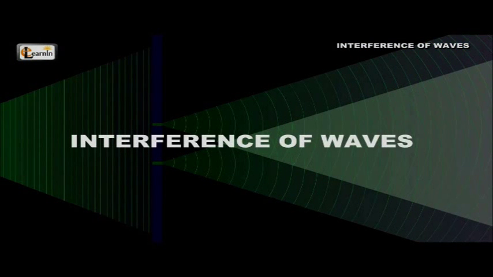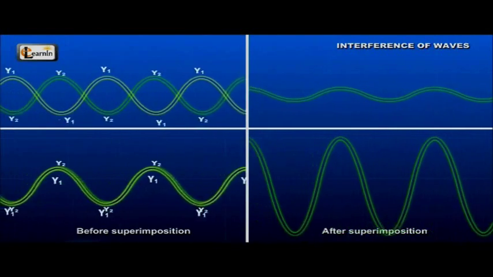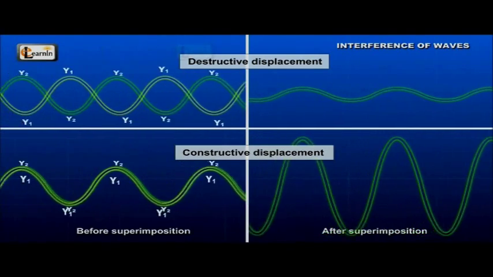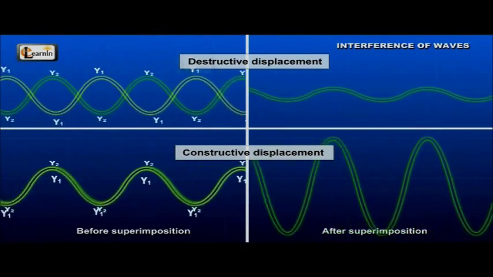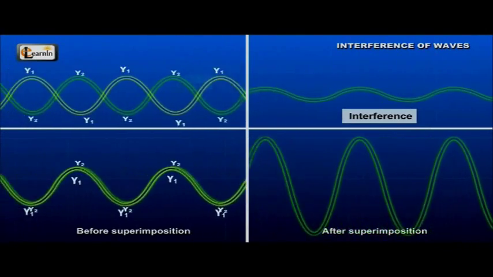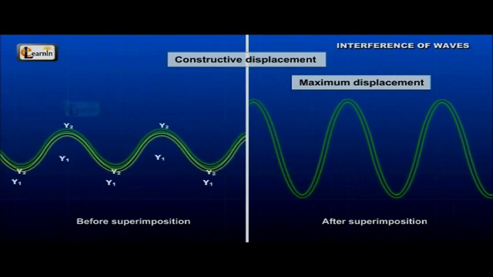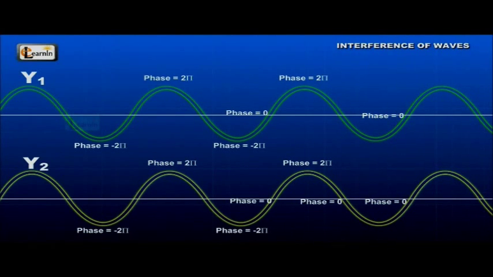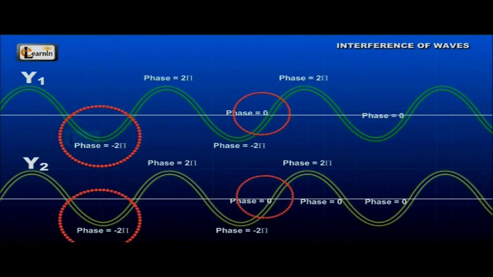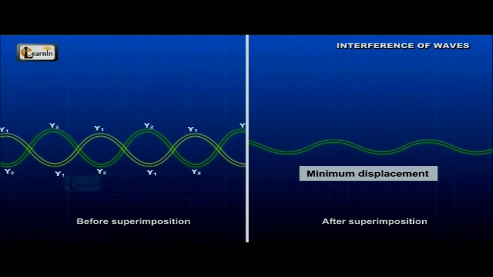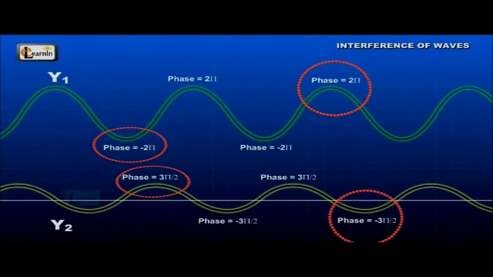Interference of waves. When superposition of waves occur, they can be destructive or constructive. This physical effect, observed as a result of the superposition of waves, is called interference. In constructive displacement, a maximum displacement curve is produced. Thus, when constructive displacement occurs, the phase difference between the waves would be 0, or a multiple of 2π. When minimum displacement occurs, waves superimpose destructively. The phase difference of the waves would be an odd integer multiple.